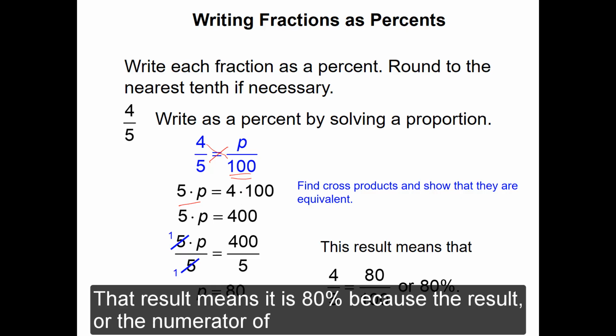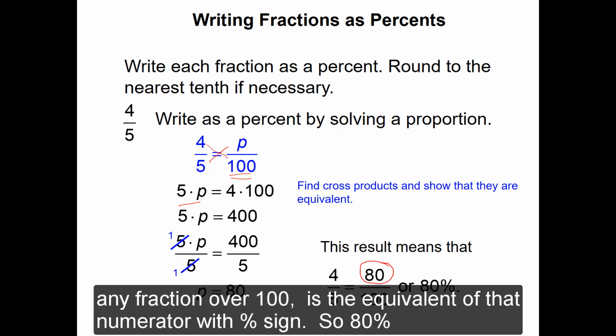Okay, so that result means that it's going to be 80%, because the numerator of any fraction over 100 is the equivalent of that numerator with the percent sign. So it's 80%.